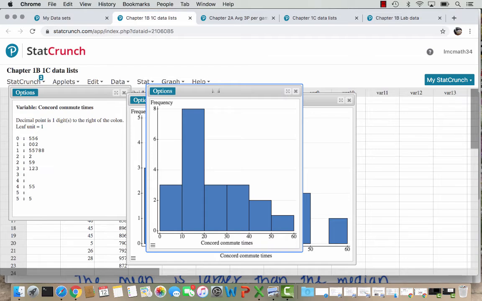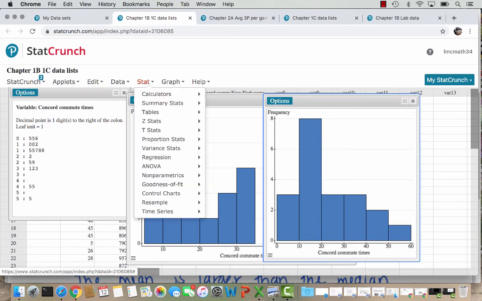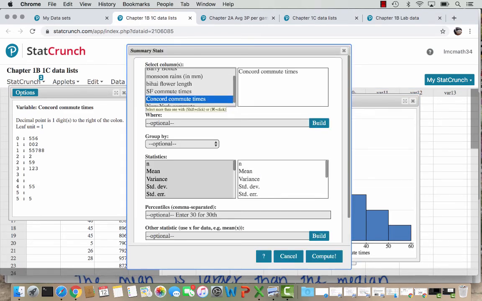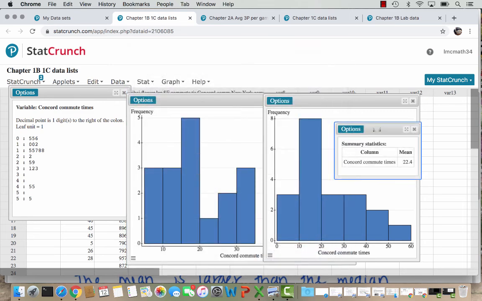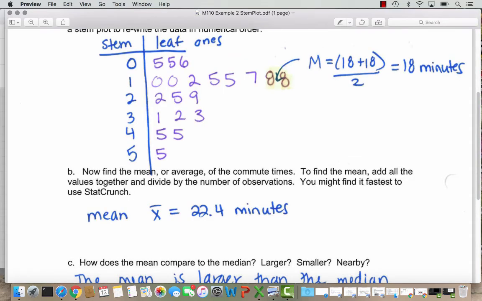We came into StatCrunch to find the mean, so let's go ahead and do that. Stat, Summary Stats, Columns. We'll choose Concord commute times, and then we want to see the mean. Go ahead and hit compute. So our mean here is 22.4. Remember, our median was 18 minutes, and our mean now is a higher value.